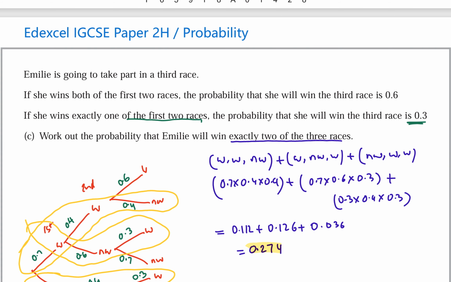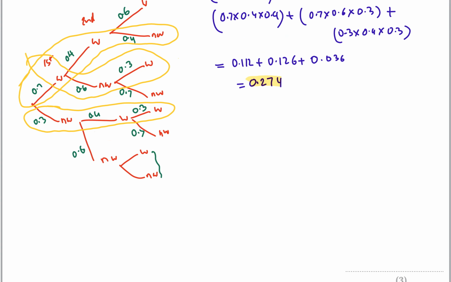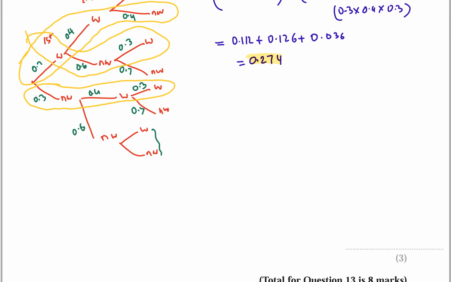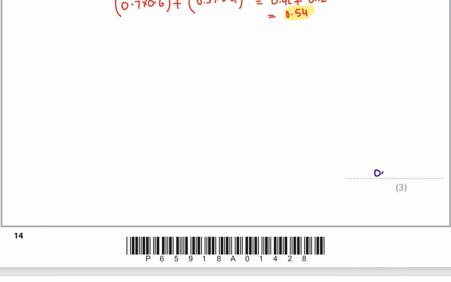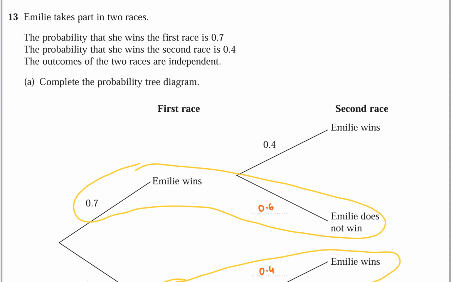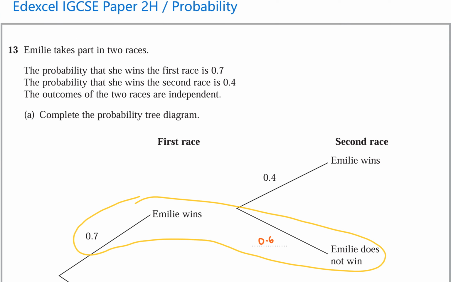Okay, so that is the answer to the third bit. So the answer would be, I would write 0.274. That's it, really. This question.